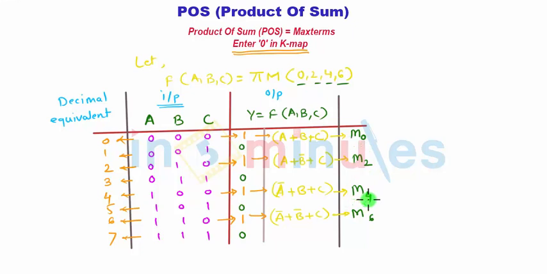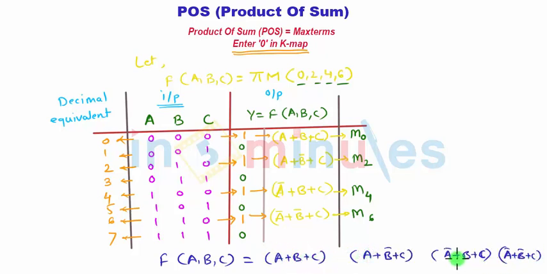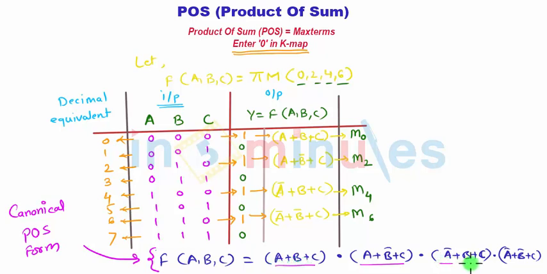So how will you write down the final expression for this one? The final expression for the function of three variables a, b, c is equal to the product of all these sum terms, that is a plus b plus c and so on. So there is a product of all these four sum terms. Once again this is going to be your canonical form. Canonical means each term has a combination of all the three inputs present for this particular function, a, b, c mentioned here. So this is the POS form.